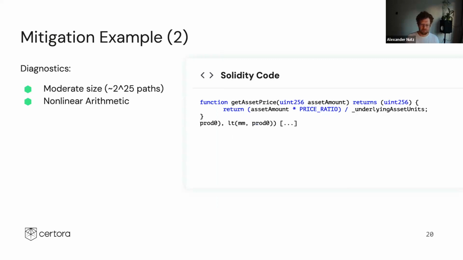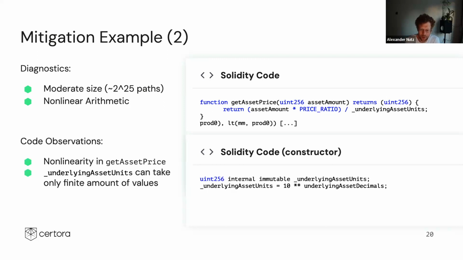Another one, going from the very high level view of the diagnostics. We observed again a moderate size due to the 25 paths, and there was nonlinear arithmetic, so this is a likely culprit. And we observed there's the scaled asset price. Again, very typical, the muldiff pattern. It's also very typical that you have these conversions.